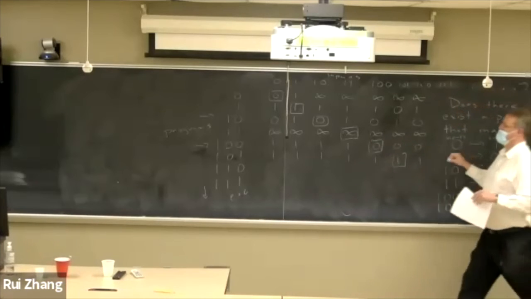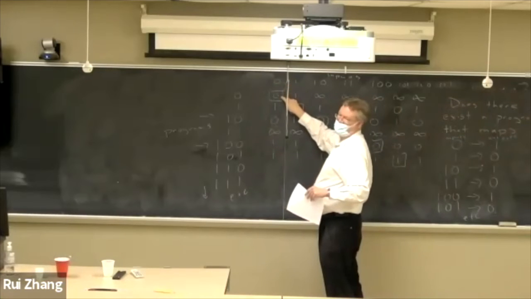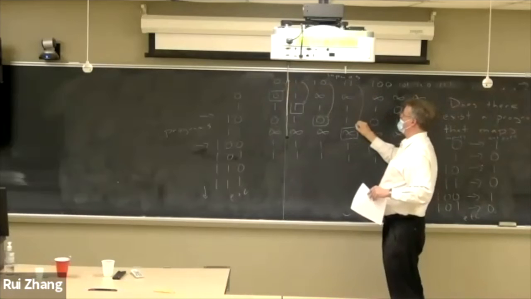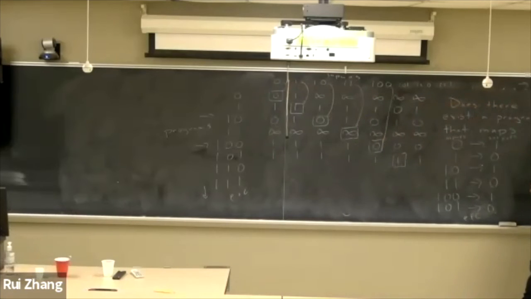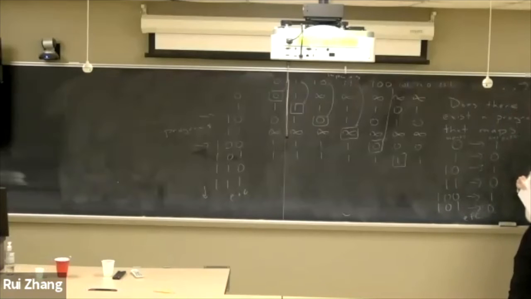And so the question is, does there exist any program that will map 0 to something that's not 0, map 1 to something that's not 1, map 1, 0 to something that's not 0, map 1, 1 to 0, map 1, 0, 0 to 1? Can any program actually achieve all those values? They're kind of like opposite values to those on the diagonal. I don't know. Intuitively, it seems like you could, right? Okay, so intuitively, maybe there is a program that could do this.